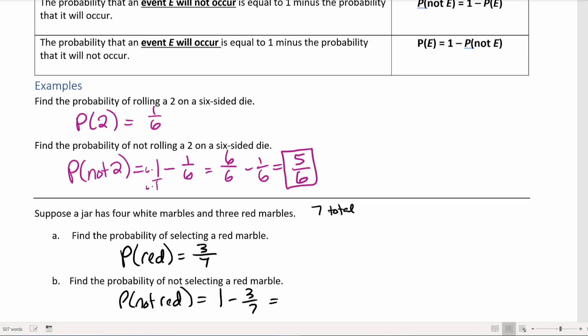Now again, we want to take the 1 and turn it into a fraction. I want the denominator to be 7, so 7 over 7 is an easy way of writing 1 with the denominator of 7. It's just always the denominator you want over itself, and that makes 1, and that gets me 4/7.